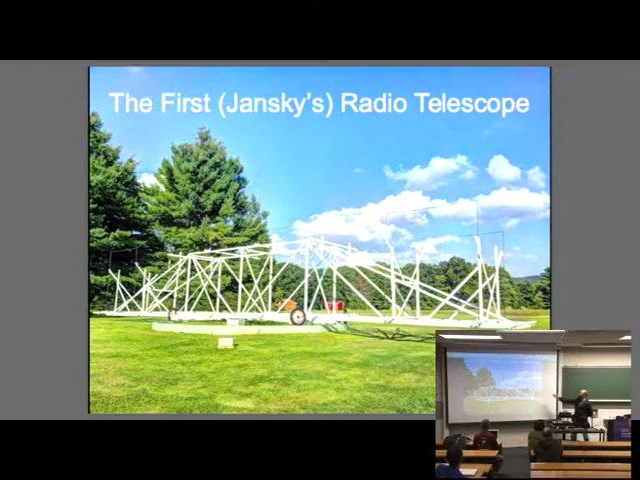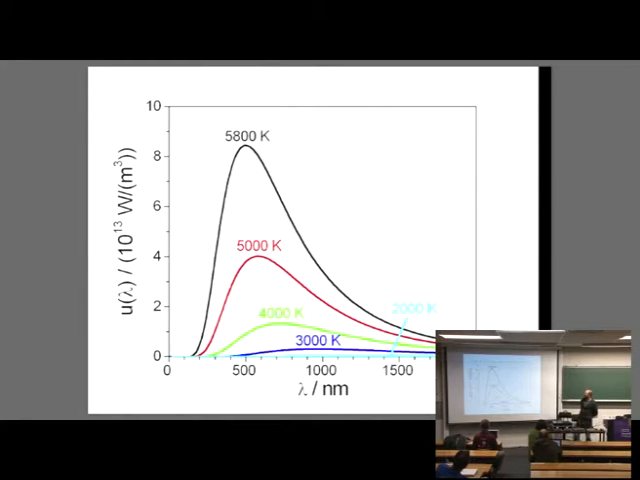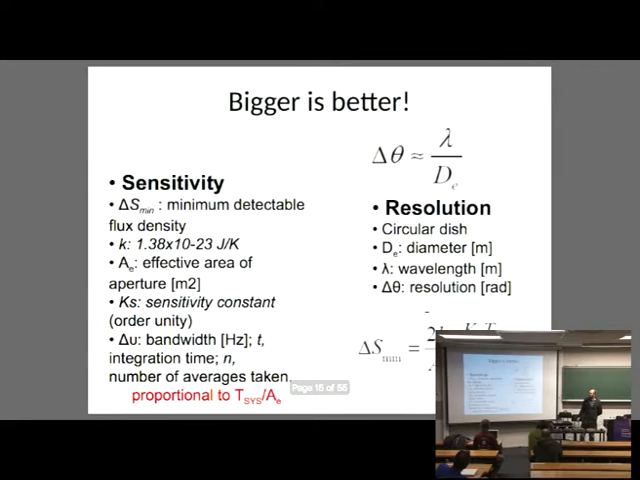Okay, so this is the first radio telescope, circa 1950. That's the Ford Model T wheel. Next slide. This is the second radio telescope, called Reber's radio telescope, and most radio telescopes still look like this. Next slide. But as a reminder, the energy in the radio spectrum is very small, so you want to make your telescopes rather big.